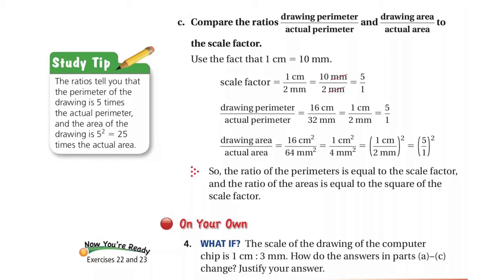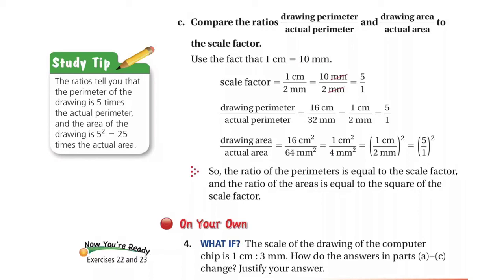So now we take the drawing perimeter over the actual perimeter, which is 16 over 32, 16 centimeters to 32 millimeters, that is, and we simplify that, and we get 5 to 1. So the perimeter ratio is the same as the scale factor. If we do the drawing area to actual area, 16 centimeters squared over 64 millimeters squared, and we simplify that, we get it down to 5 over 1 squared. Well, that tells us that the ratio of areas is equal to the square of the scale factor.